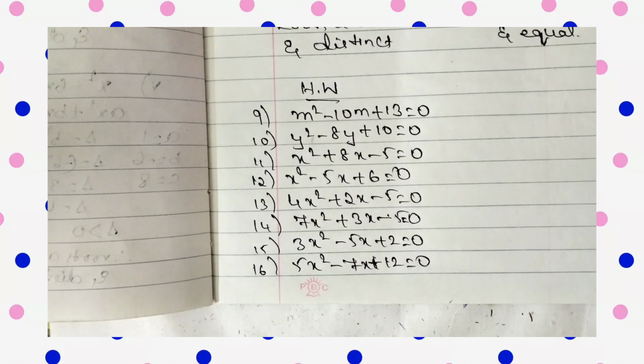By this we have completed how to find the nature of the roots by using the discriminant of the quadratic equation. The discriminant shows the nature of the roots, whether the roots are real and equal, or real and distinct, or imaginary. If delta is equal to 0, then the roots are real and equal. If delta is greater than 0, the roots are real and distinct. If delta is lesser than 0, the roots are imaginary. So by this we have discussed the nature of the roots.